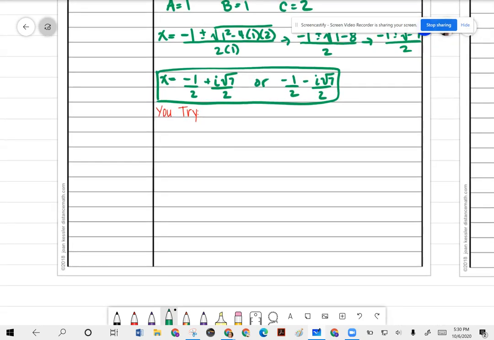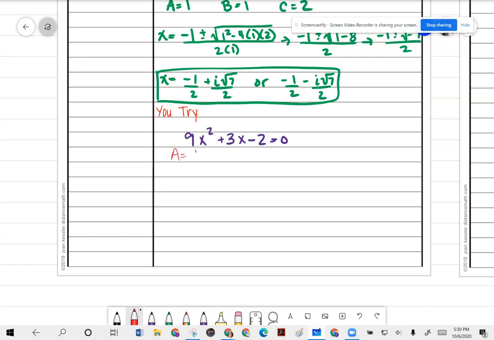Again, this is review for most of you, if not all of you. If you're struggling with this, it would be a good idea for you to come into tutoring. But try utilizing this formula or this problem using the quadratic formula. Pause the video and then come back and check your work.